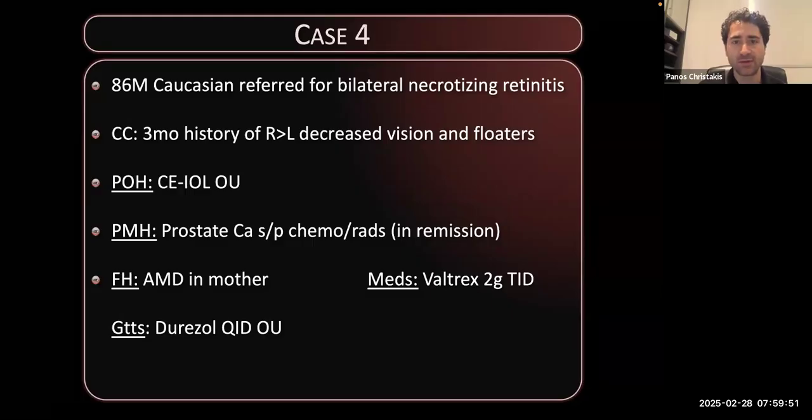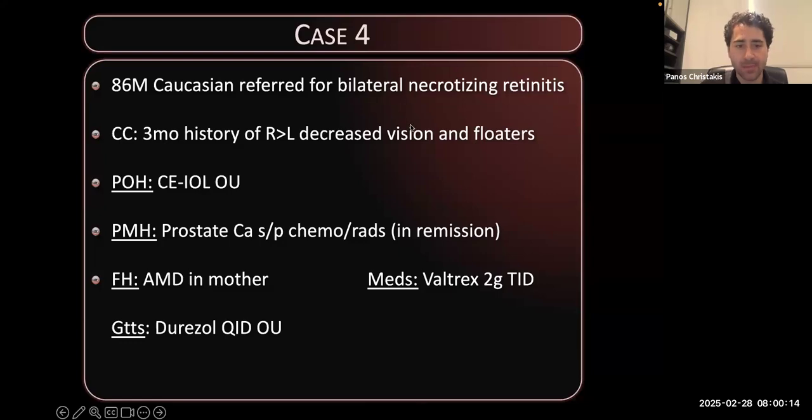What made this a bit more confusing was he had this history of fungal-like appearing lesions in his feet. He had gotten steroid injections and they had gotten better, and the question was whether this might be a fungal etiology. But that diffuse retinal sheathing that he has is very classic for toxo.